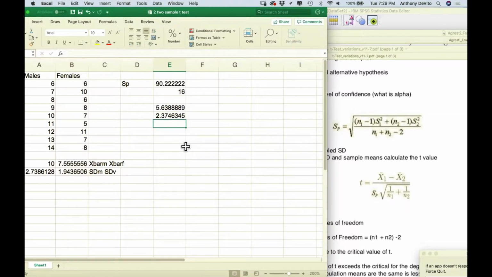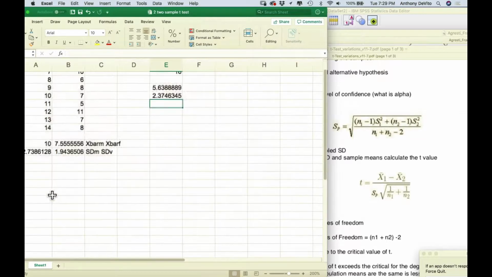And it comes out to be 2.37. Look at that, 2.37, between 1.94 and 2.73. It's in between those two numbers, which is what we would expect, right? That's my pooled standard deviation for those two groups. Why did I do that? Because I'm assuming that the two populations have the same standard deviation, that they're equal. Okay, so what do I do now?